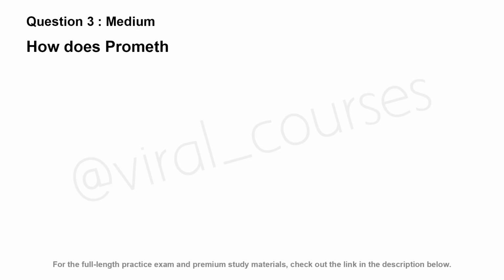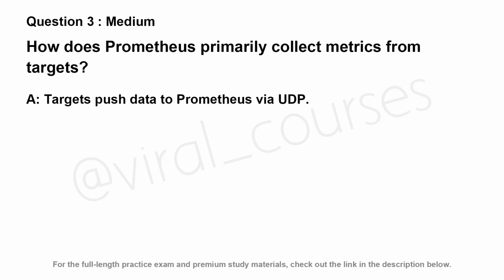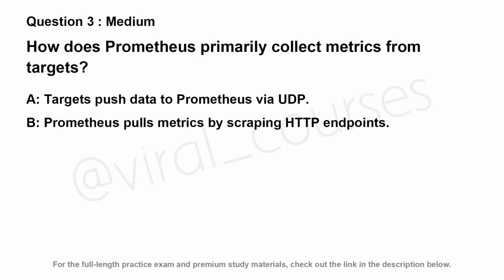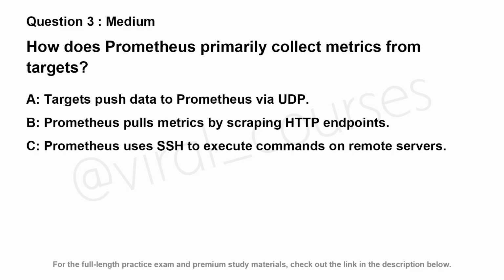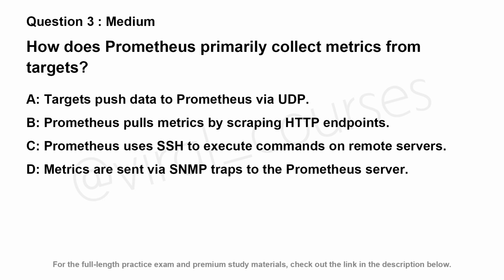How does Prometheus primarily collect metrics from targets? Option A. Targets push data to Prometheus via UDP. Option B. Prometheus pulls metrics by scraping HTTP endpoints. Option C. Prometheus uses SSH to execute commands on remote servers. Option D. Metrics are sent via SNMP traps to the Prometheus server.